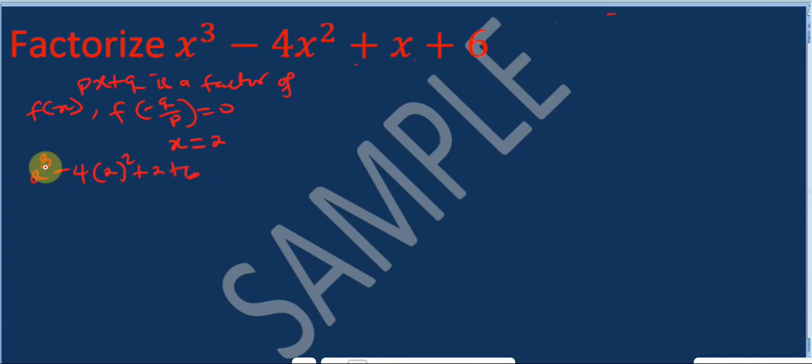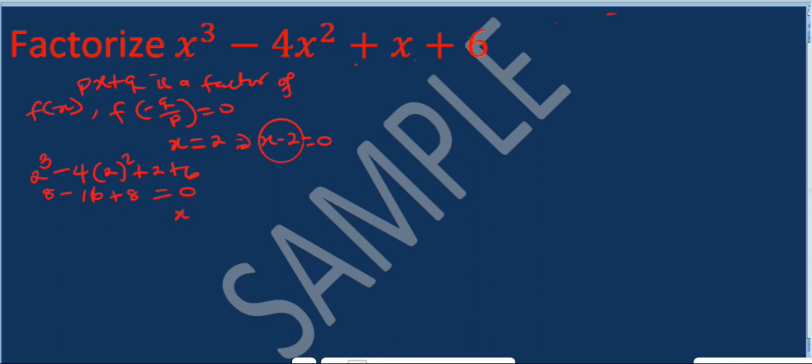Now, if you look at this, 2 raised to the power of 3 is actually 8. Minus 2 raised to the power of 2 is 4, 4 times 4 is 16. Plus 2 plus 6 is actually 8. So 8 plus 8 is 16. 16 minus 16 is 0. So this is actually a factor because I got 0. Meaning that this is the same thing as x minus 2 equal to 0. So now this is a factor of this polynomial.